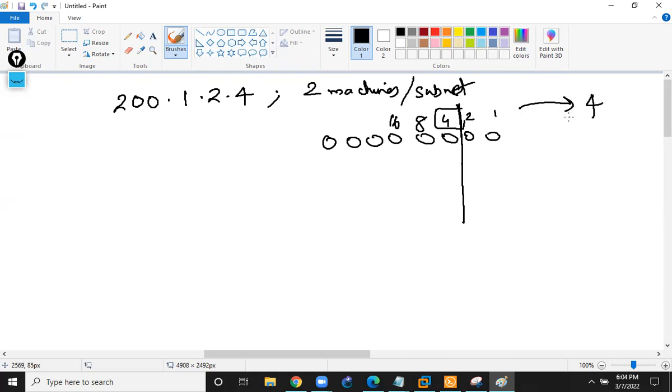Or you can say if you have 2 bits in the host portion, then 2 raised to 2 will be 4. Only 4 IPs will be there in a single subnet. So decreasing the broadcast and the network address, you will get only 2 addresses. So if your requirement is 3, you will be drawing between 8 and 4. Clear? Okay. Now, please write it faster.